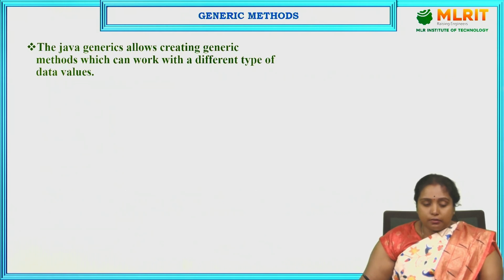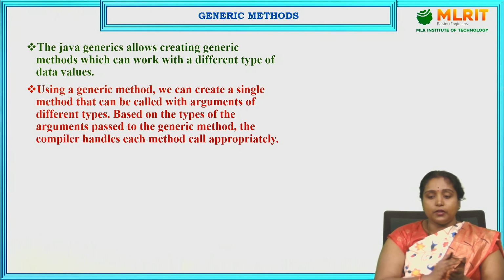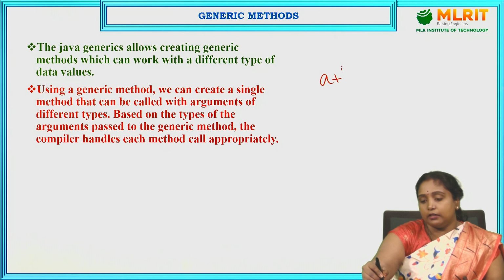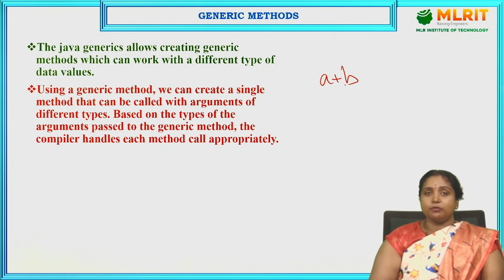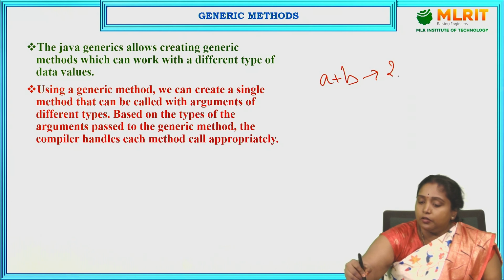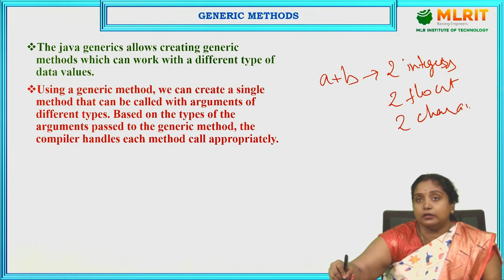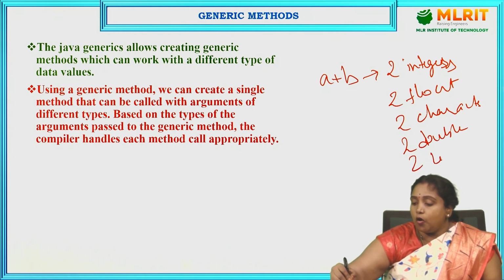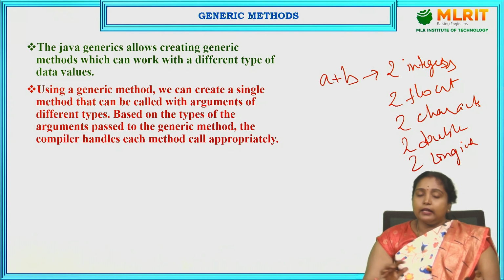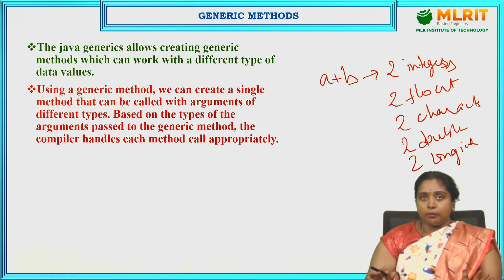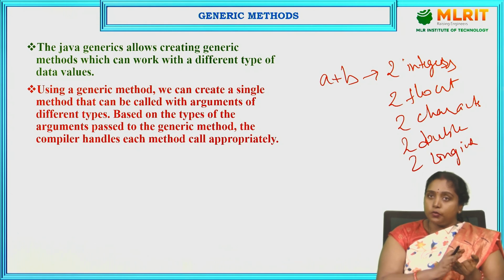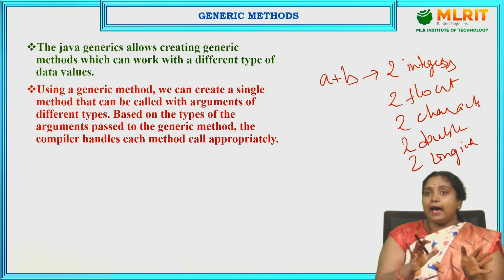Coming to generic methods. For example, if I just want to add two numbers, I can add two integer values, two float values, two characters I can append, two double values, or two long int values. I just want to write one addition of two numbers that might work on two integers, two floats, two characters, two strings, or two doubles.